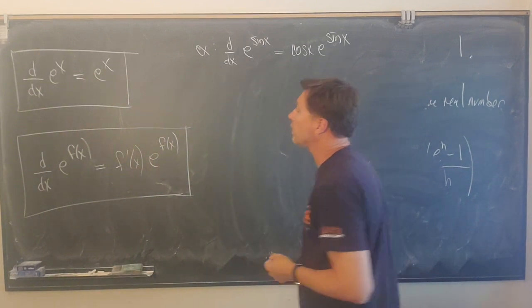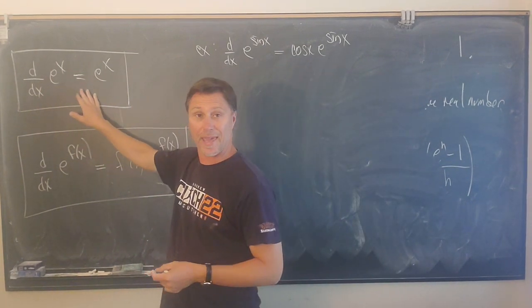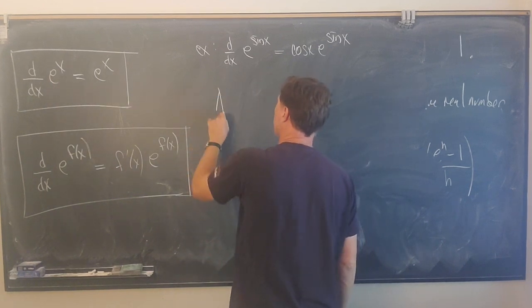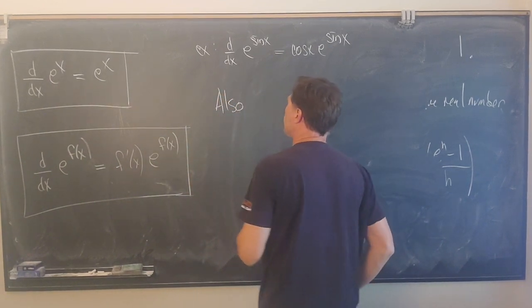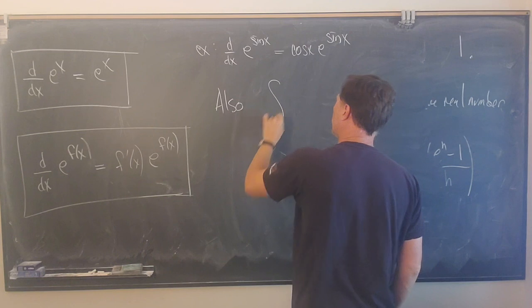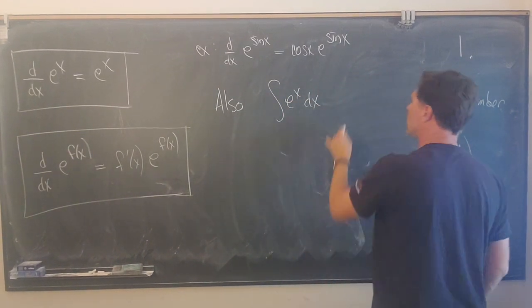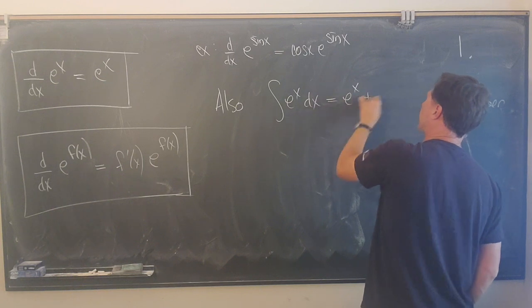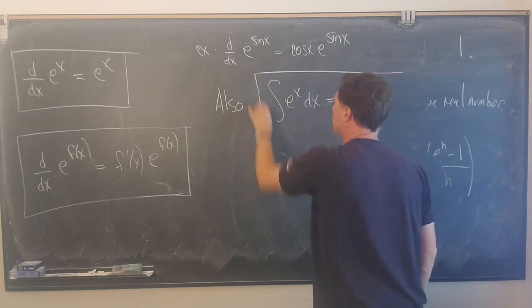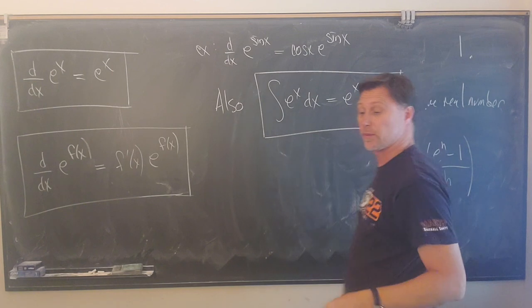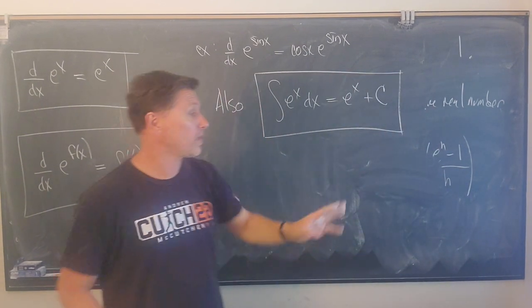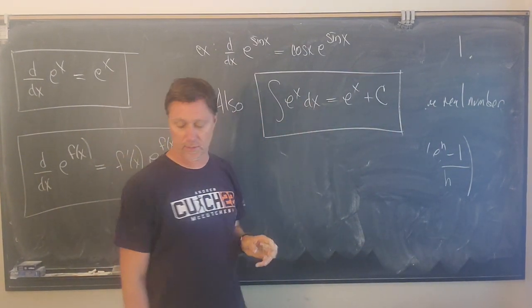Now, every time you get a derivative formula, there's a corresponding antiderivative formula. So let's just say also, let's see, well, what's the antiderivative of e to the x going to be? Well, it's going to be e to the x, don't forget your plus c, right? So the easiest antiderivative formula out there, the antiderivative of e to the x is just e to the x plus c.